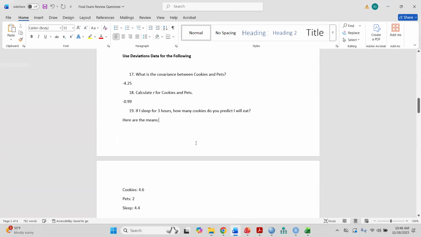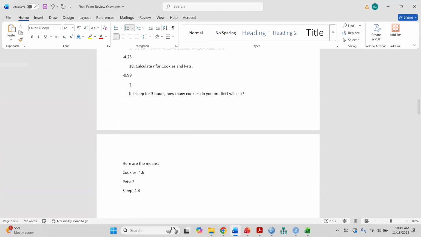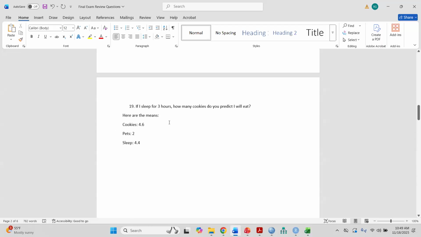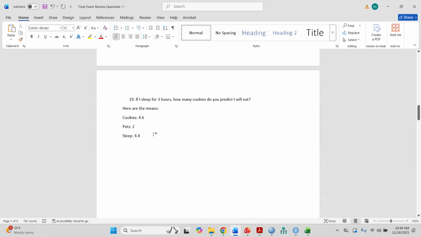Okay, here we go. I'm going to just drop this down a little bit so that we can see what's going on here. If I sleep for 3 hours, how many cookies do you predict I will eat? Okay, predict. That means we're talking about a linear regression. If I sleep for 3 hours, all right, so sleep is going to be the predictor variable. Cookies is going to be the outcome that we're trying to predict. It's going to give us the means.